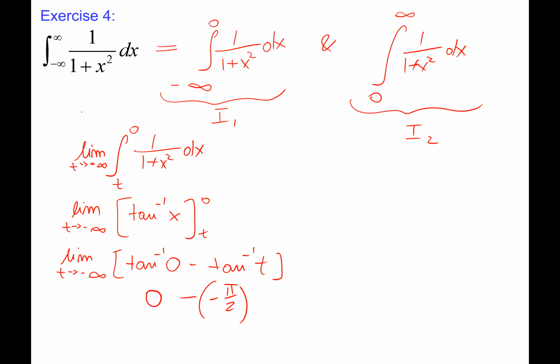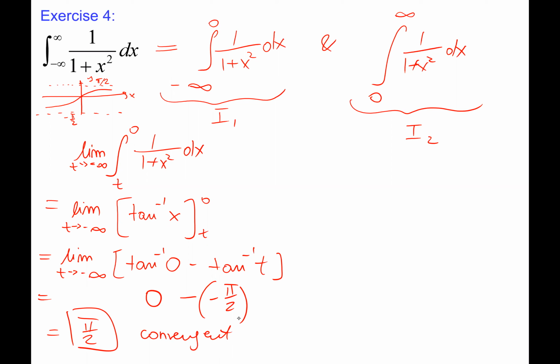I can maybe draw here inverse tangent. We do have horizontal asymptotes, and this one is negative pi over 2. This one is positive pi over 2. That means at negative infinity it is equal to negative pi over 2. Okay, the final answer is a finite number, pi over 2. This is convergent. And now I can definitely do the second one.